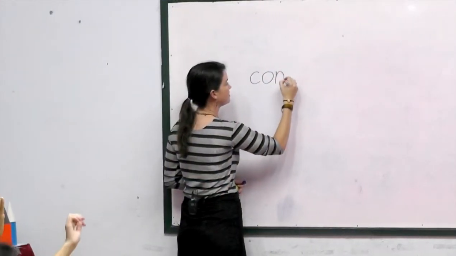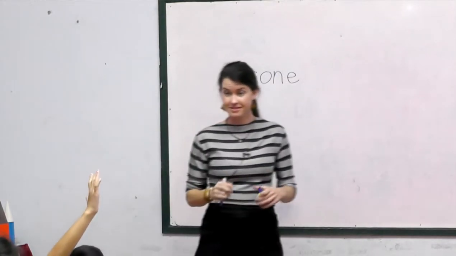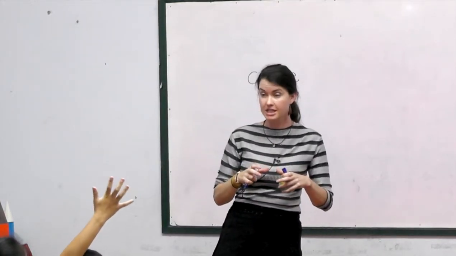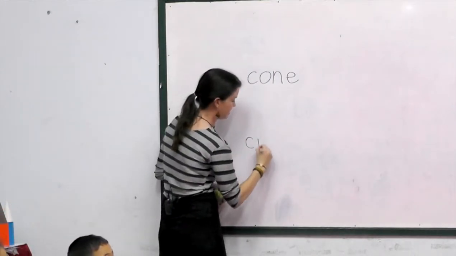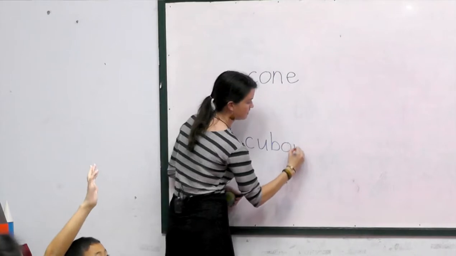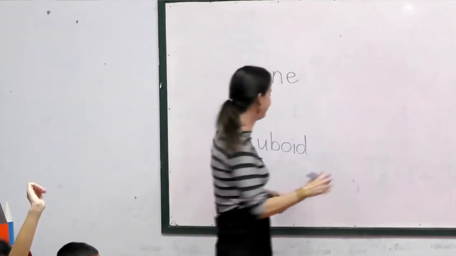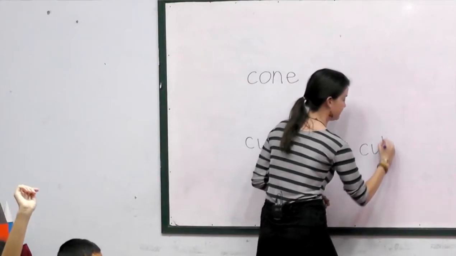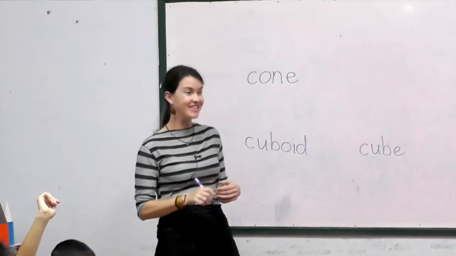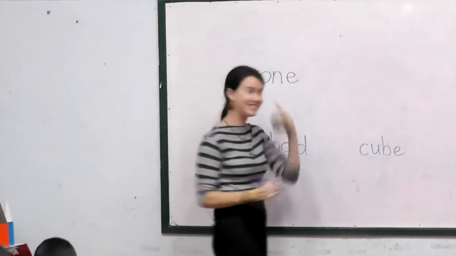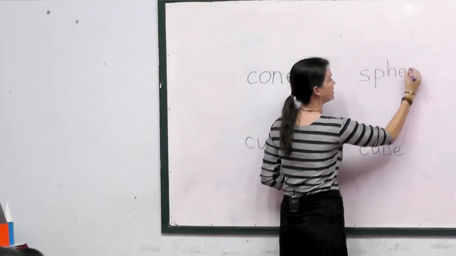Tell me one, Pangpon. Cuboid, good. Tell me. A cube, very nice. Sphere, like our ball, good. Sphere, that's a tricky one. Very nice job.